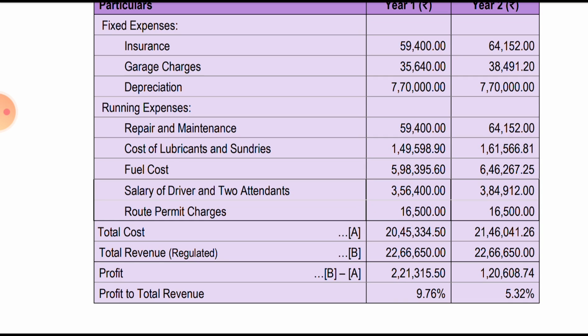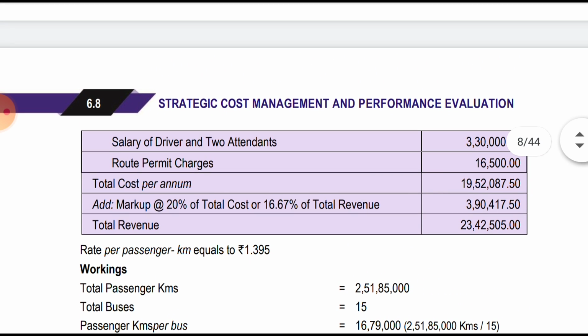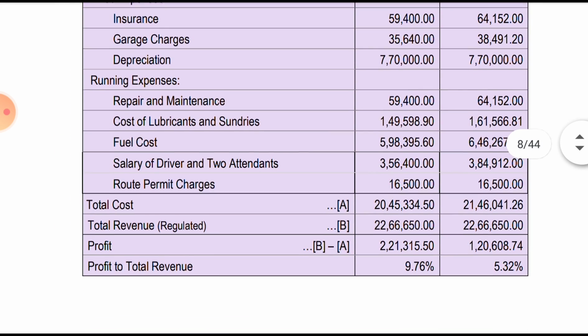So we can see that it is reducing. So in the first part, what was the percentage of the profit on sales? It was 16.6% on the total revenue. It got reduced after inflation in year 1 to 9.76, and in year 2 it got reduced further.